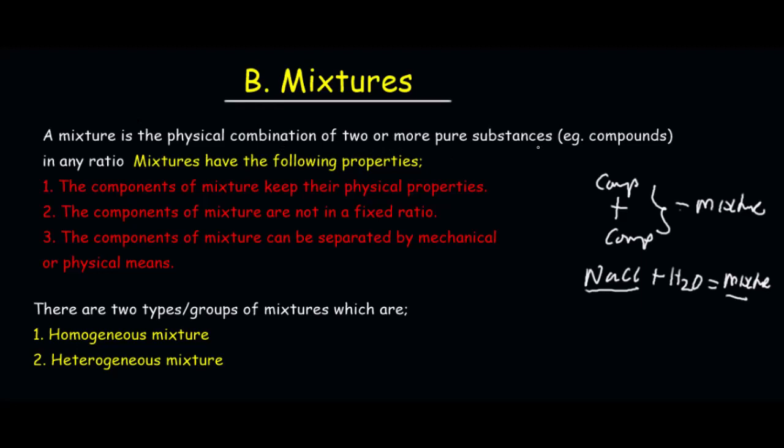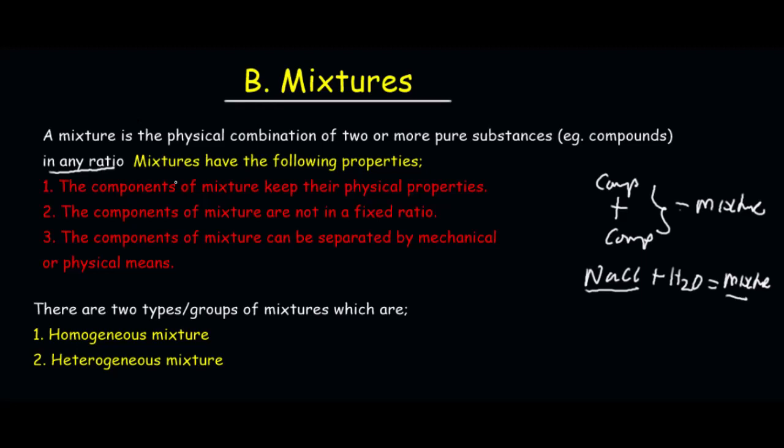We've learned that pure substances are elements and compounds. All right. So if I'm putting compounds together, I'm getting a mixture. All right, a mixture. So that is what, in any ratio, we must not forget this. In any ratio. So one thing about a mixture is that there is no fixed ratio. All right, there is no fixed ratio. It comes in any ratio.